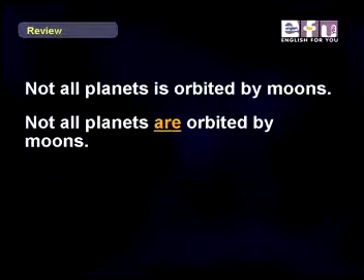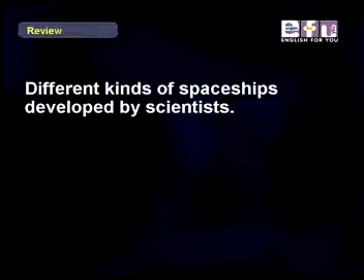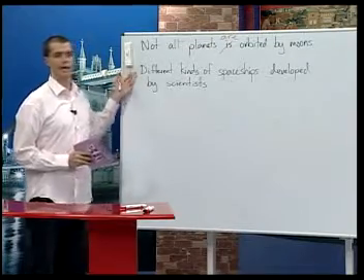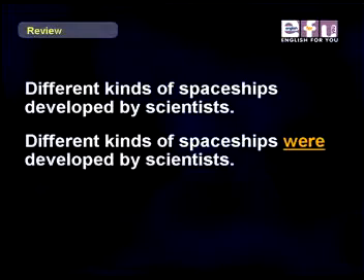Not all planets are orbited by moons. Good. Lewis, you can do this one. Different kinds of spaceships were developed by scientists. Right, because there's no verb here at all. We have the past participle but no verb to be. So: different kinds of spaceships were developed by scientists.